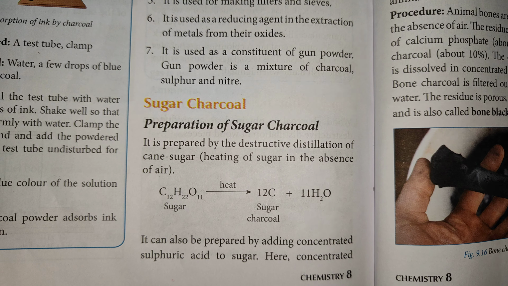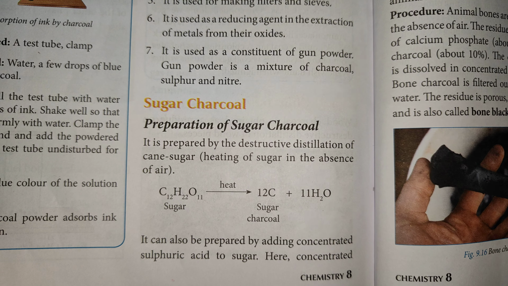Students, next we have is the bone charcoal, which is also called animal charcoal. How is it prepared? When we do the destructive distillation of animal bones, the animal bones are heated very strongly in the absence of air. In the absence of air, there is no air, and that is how destructive distillation of bone charcoal is done.